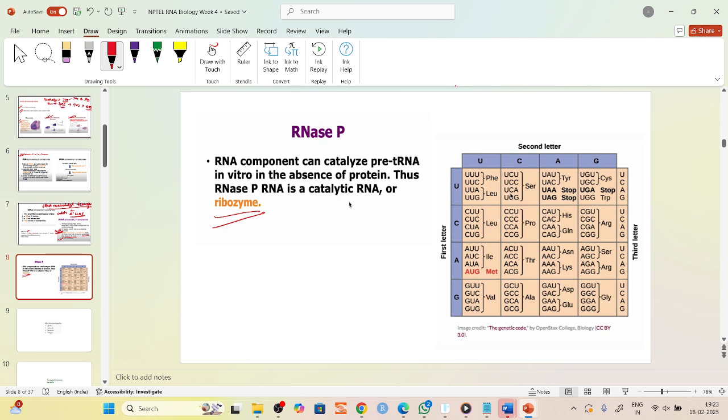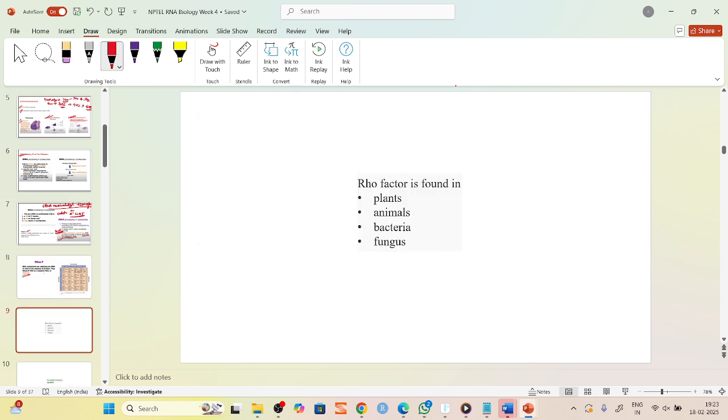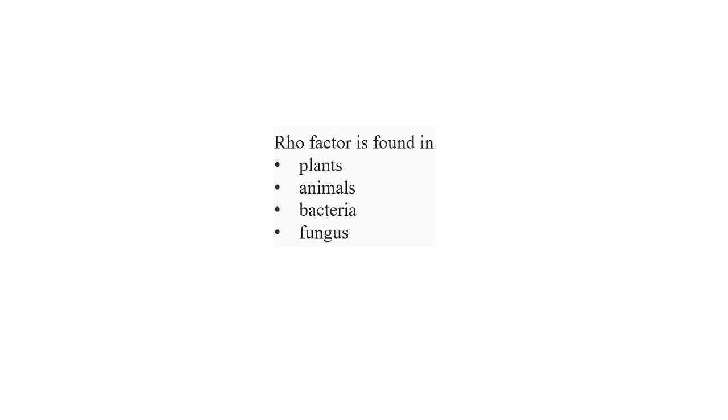So now we'll do just quickly one or two questions which are related to this lecture one, and then we'll proceed further. Okay. The question is, rho factor is found in A, plants, B, animals, C, bacteria, or D, fungus. This is your question. I'll give you 2 to 3 minutes. Right now it is 7:23. I'll switch the screen at 7:26, and then you tell me what is the correct answer. You can just write it in the message box.